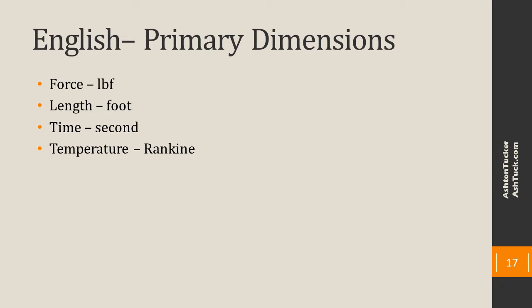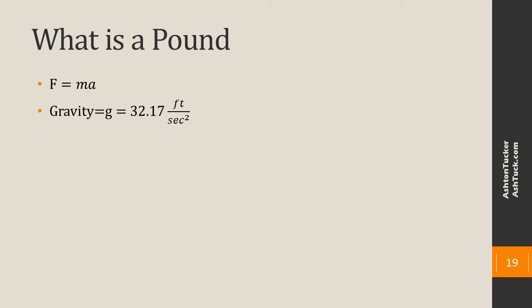Let's take a look. The unit of force is still the pound force, length is still the foot, time is a second, temperature still measured in Rankine, but mass is measured in pounds. Wait a minute, I thought force was measured in pounds. Well, it is. There's a pound force and a pound mass. Handy, right? 1 pound force is the force that gives 1 pound mass an acceleration equal to the acceleration of gravity. The acceleration of gravity is defined as 32.17 feet per second squared.